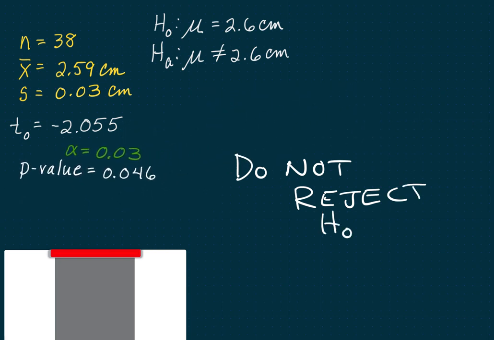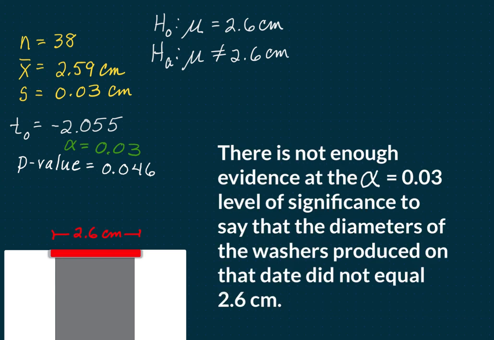So how would we say that formally? There is not enough evidence at the alpha equals 0.03 level of significance to say that the diameters of the washers produced on that date did not equal 2.6 centimeters because the test is only valid for that date. The machines have wear and tear on them every single day. If the random sample is not from multiple days, it can only represent the day on which it was taken.